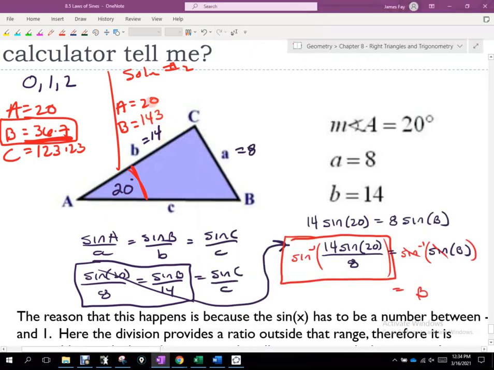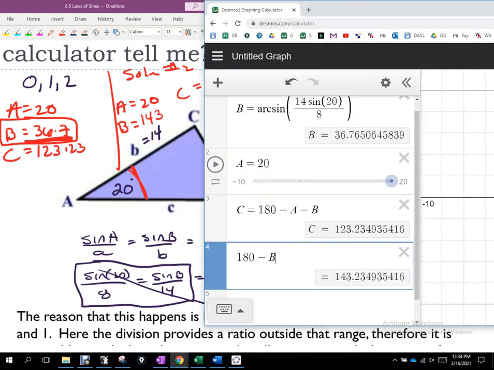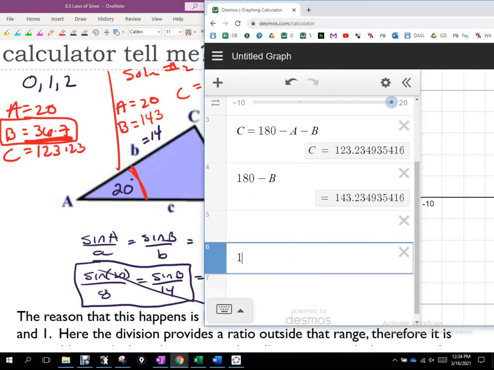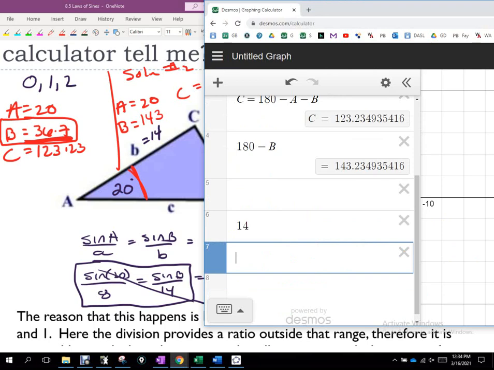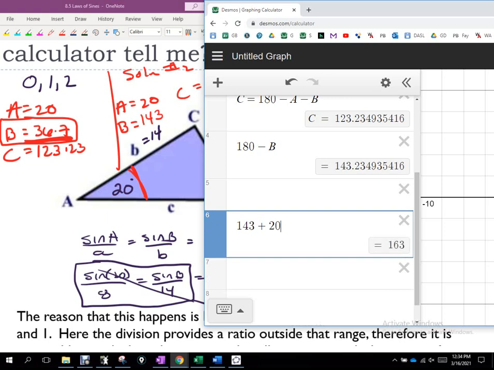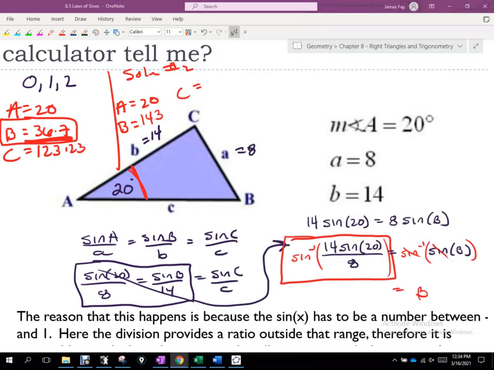Do we have enough room now for angle C? That make sense? Okay. Angle C then would be, it's got 143 plus 20. So angle C would be 17 degrees. Okay, so that's another situation where we could have two solutions. All right.